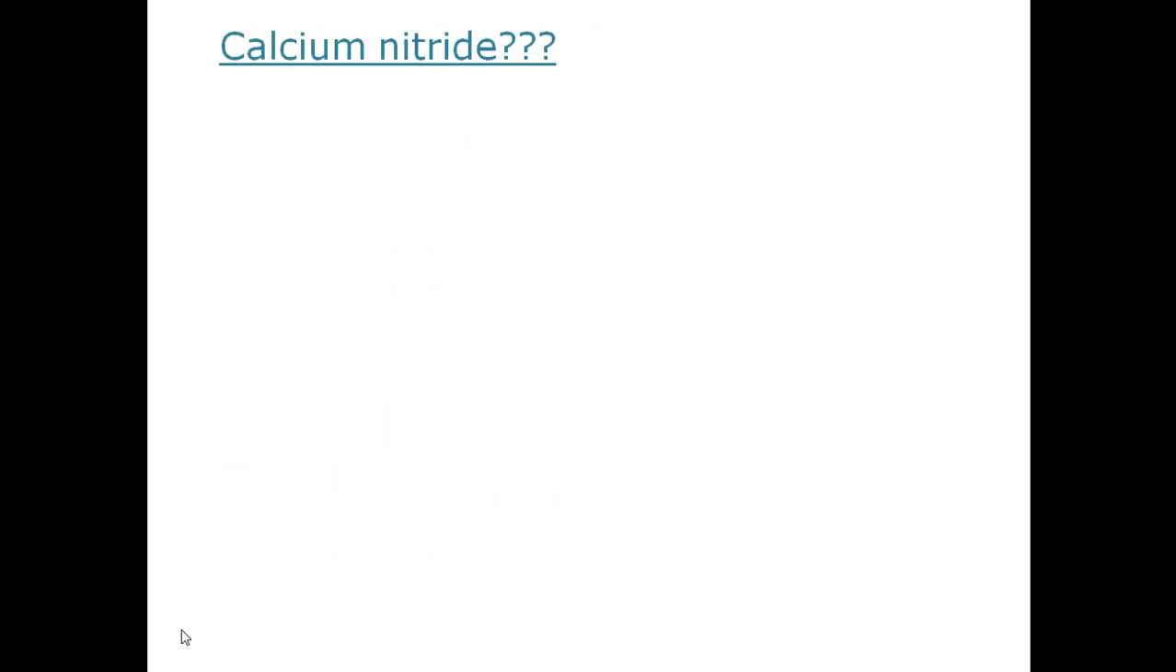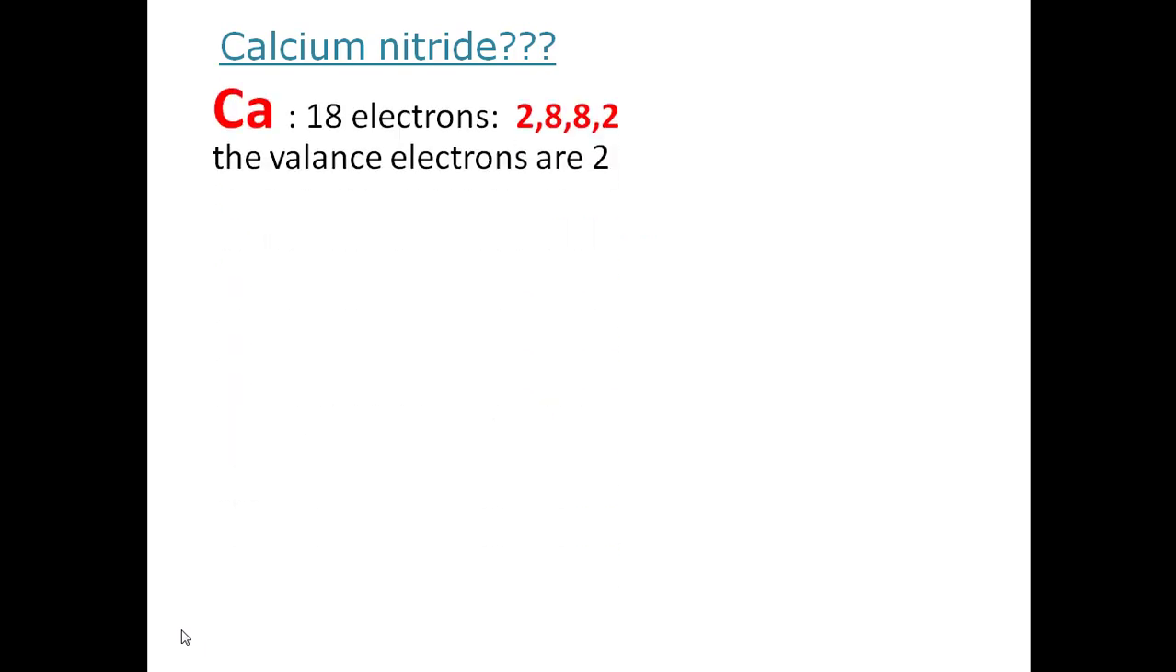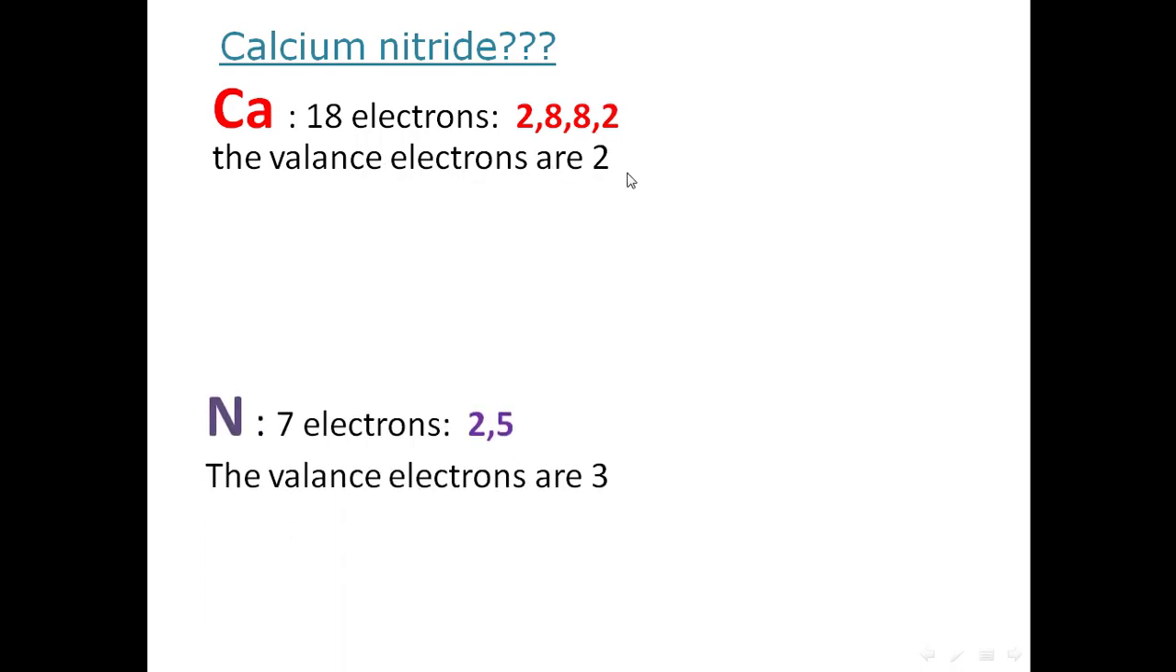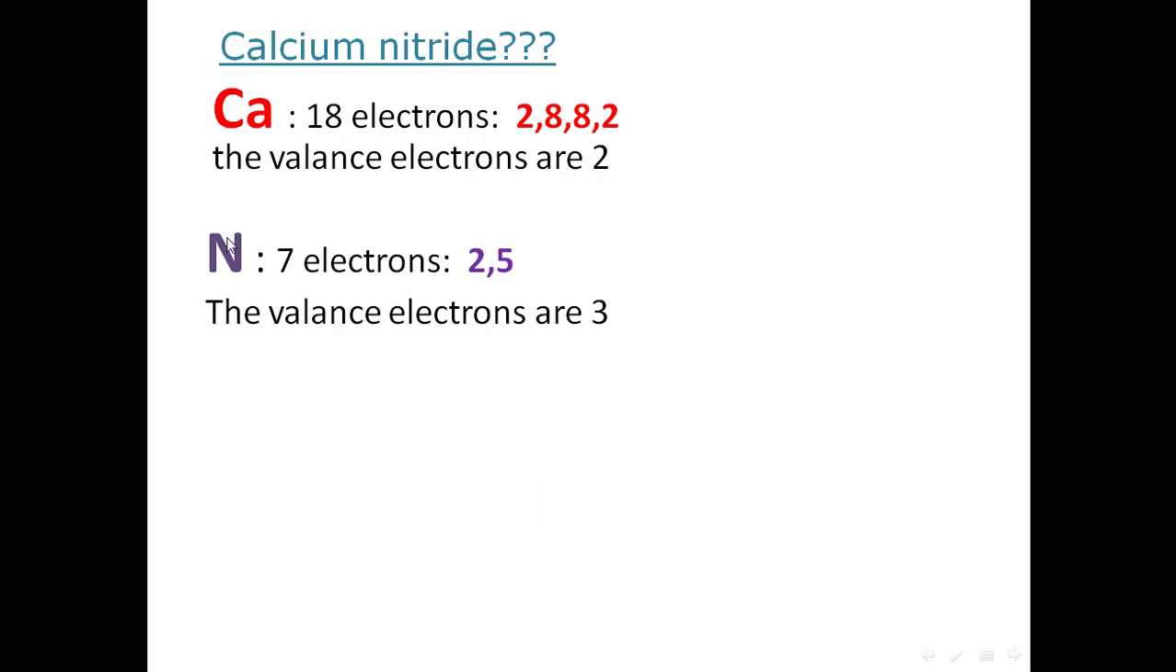Okay? So let's take another example to enhance our understanding. Let's start with how to write the formula of calcium nitride. Start with calcium, which has 20 electrons. When we distribute the electrons in the shells, the last shell is filled by 2 electrons, so the valence electrons are 2. What about nitride, which is nitrogen? It has 7 electrons. According to the electronic distribution, the outer shell is filled by 5 electrons. The 5 electrons here need 3 electrons to fill the outer shell, so the valence electrons are 3 for nitrogen atom.